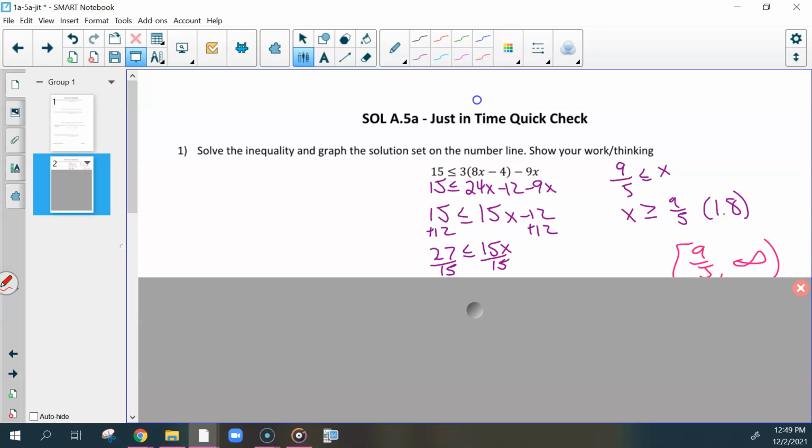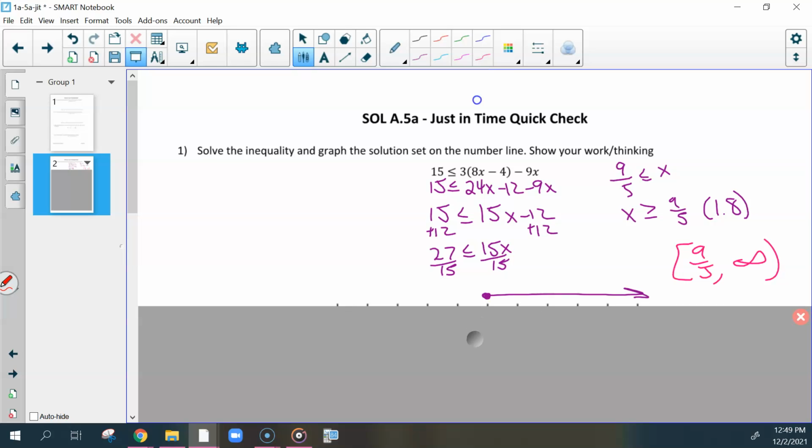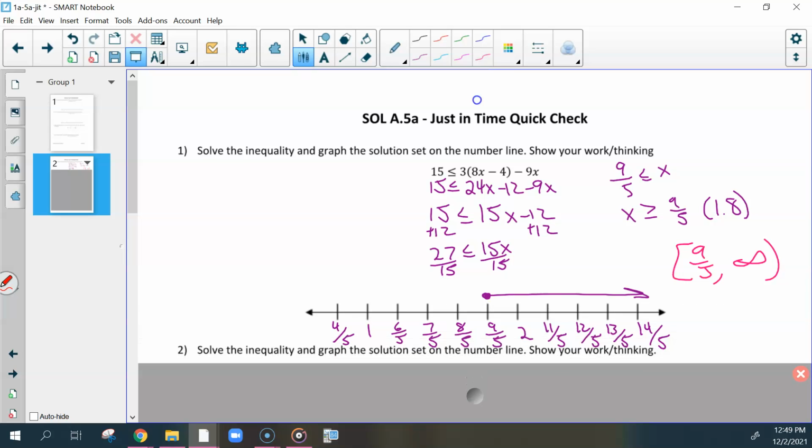So with this, you could have whatever number line you want. Mine has fractions. If yours doesn't have fractions, that's okay. If you had whole numbers or whatever you had, as long as you have a closed circle on or around 9/5 pointing to the right, you are good. I also have the interval notation here. 9/5 would be in a square bracket towards positive infinity and a parenthesis.